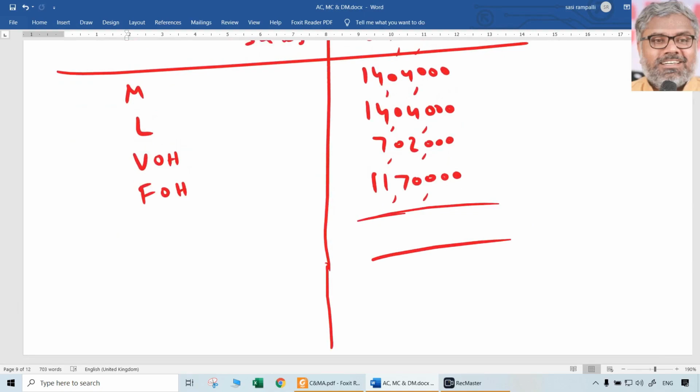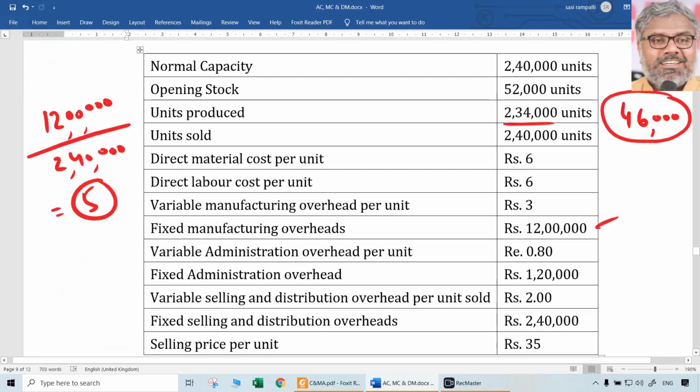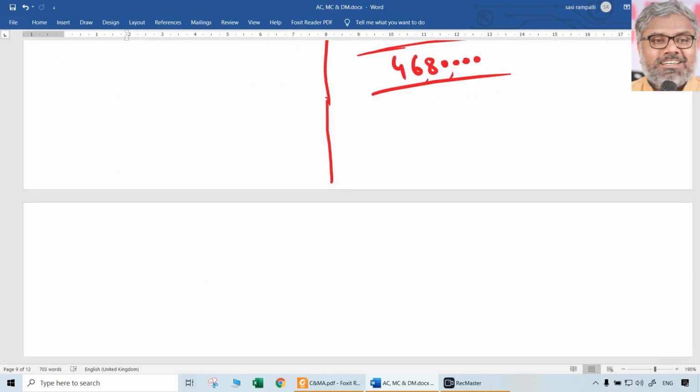So 11,70,000 plus 7,02,000 plus 14,04,000 plus 14,04,000, total is 46,80,000, the cost of units produced. Cost of production you can call it also, since there is no work in progress and all. Now, to this we have to add the value of opening stock and deduct the value of closing stock.